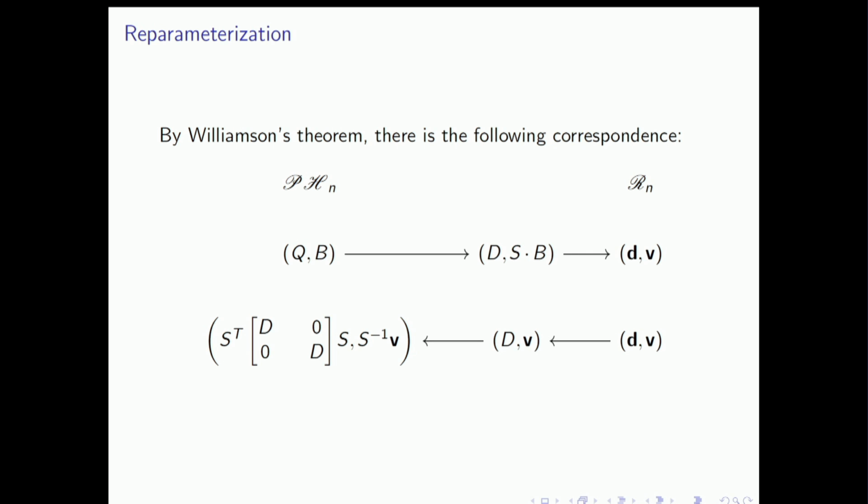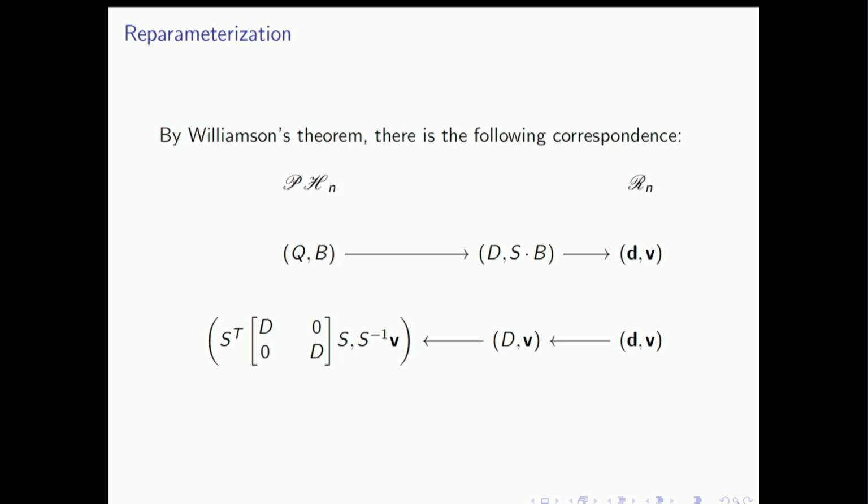So now I've given you the tools. Now I tell you how I do my machine learning. Given a power Hamiltonian system like Q and B, I use Williamson's normal form: I take the decomposition of Q, which gives me D and S, where D is diagonal and S is symplectic, and then I multiply this S together with B. It's a vector, so I call it V. The diagonal matrix D, I just treat it as a vector, so it's a little d here. So from Q and B, I can get a D and V.